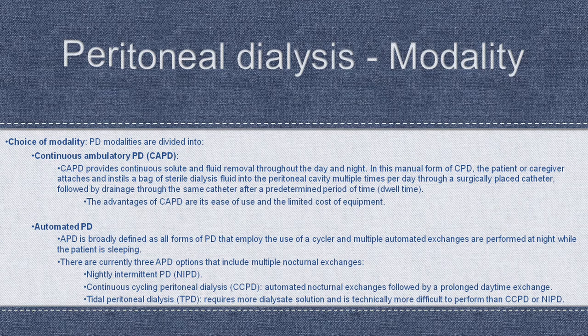Automated PD, which is APD, is broadly defined as all the forms of PD that employ the use of a cycler, and multiple automated exchanges are performed at night while the patient is sleeping. There are currently three different options, which include multiple nocturnal exchanges, some of which may include a prolonged daytime exchange, as seen on the slide. These three options include nightly intermittent PD, continuous cycling PD, which includes a daytime exchange, and tidal peritoneal dialysis, which also includes a daytime exchange, but is technically more complicated.